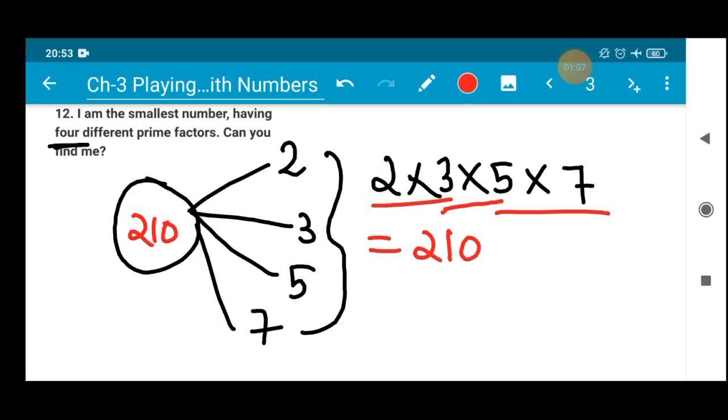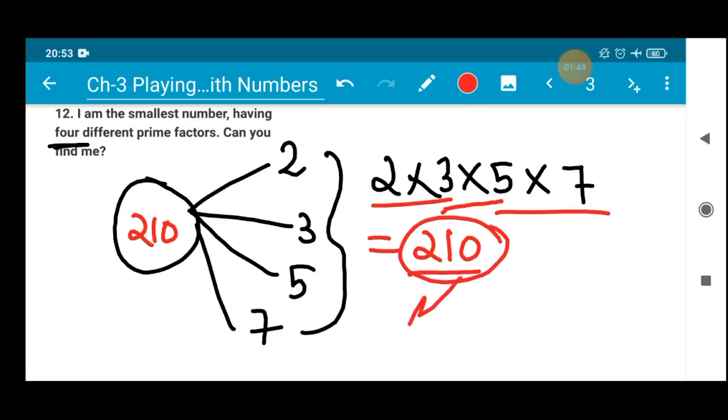As it has 4 different prime factors, and as we are finding the smallest number, I'll be choosing the smallest prime factors only: 2, 3, 5, 7. If I take a greater number beside this, suppose 9, which is not prime, or suppose 11 instead of 7, won't this number be greater? Yes. Why choose that? Instead we will choose 7 and get the smallest number.